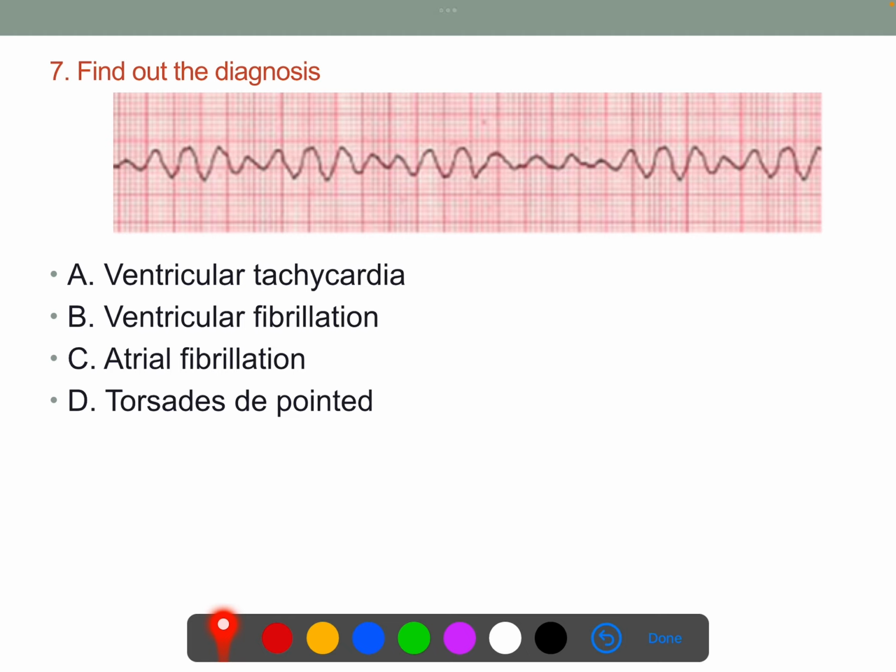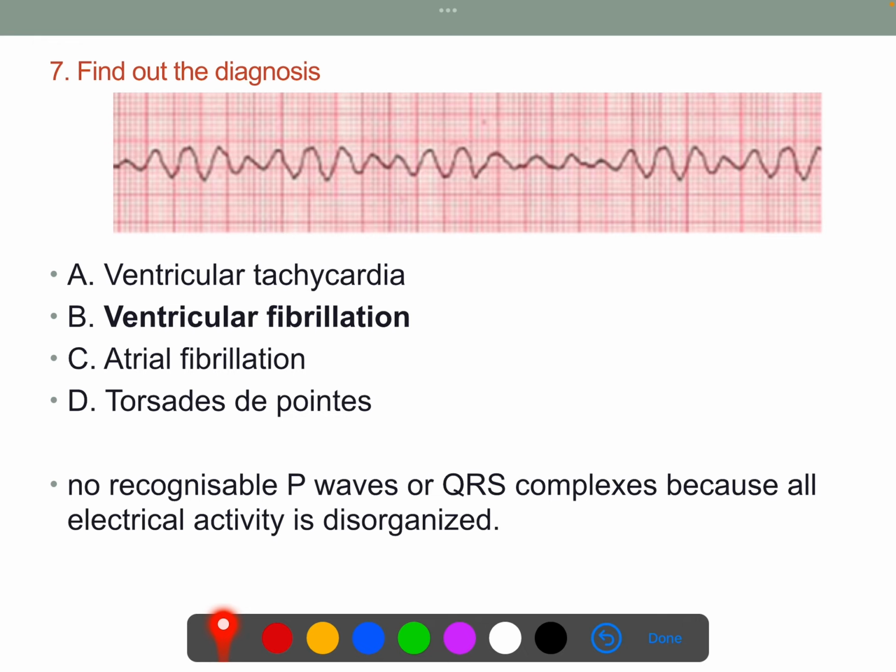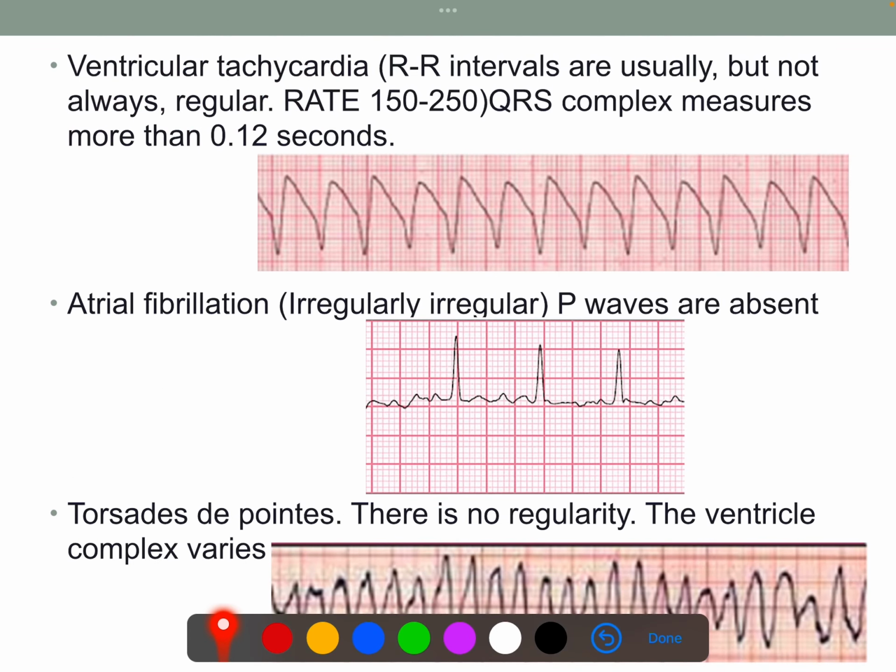Find out the diagnosis. It is ventricular tachycardia, ventricular fibrillation, atrial fibrillation, or torsades de pointes. What is the answer? Yes, it is ventricular fibrillation. Ventricular fibrillation has no recognizable P waves or QRS complexes because all the electrical activity is disorganized. So there will be no proper wave, no regularity, nothing. That is called ventricular fibrillation. What about ventricular tachycardia? P waves are usually present, but not always.